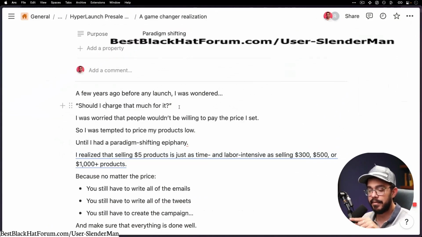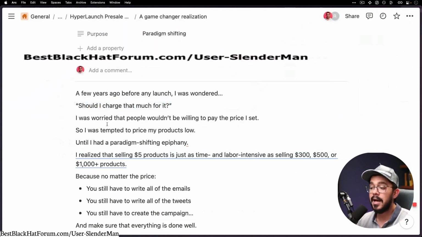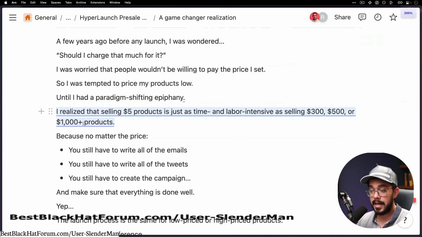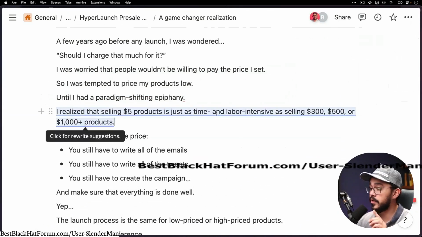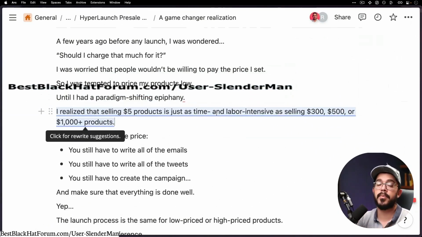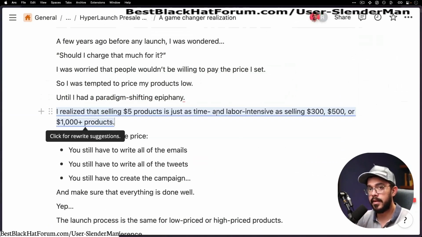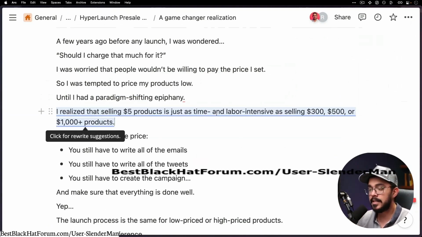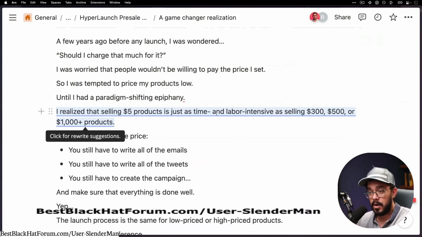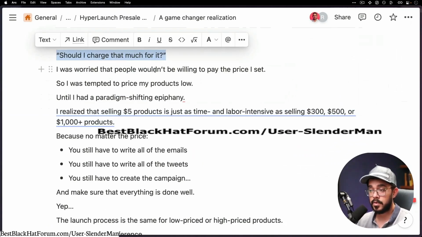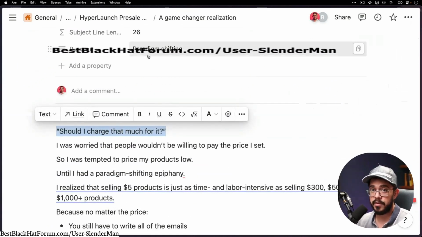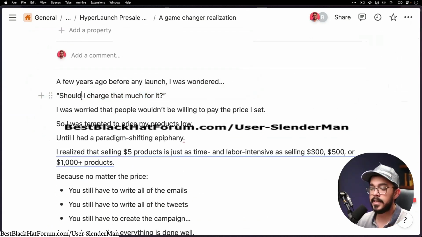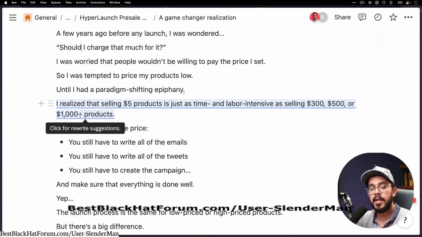But in this case, instead of telling people, hey, this is how much you should be charging, I say, look, here's my paradigm shift and epiphany. I realized that selling a $5 product takes just the same amount of time as selling a $1,000 product. Can you see how much more interesting this email turns out to be because I'm not just going straight forward to the answer, but instead giving you a different perspective about that specific topic? So that's what you need to do with these paradigm shift emails. Think about a common question that you get asked about many times and think of a different way you approach this.